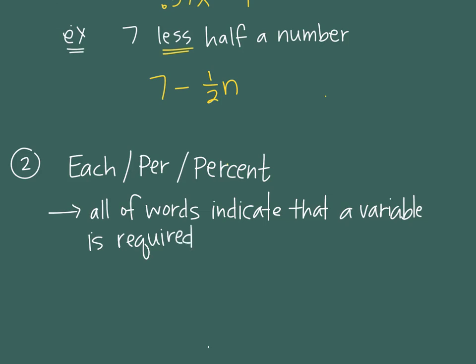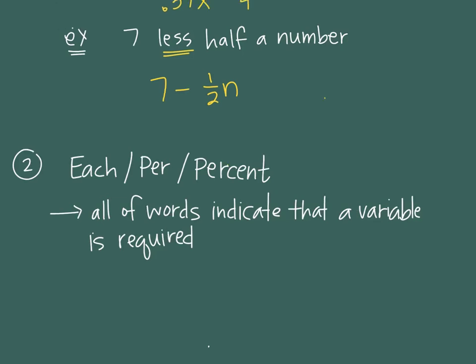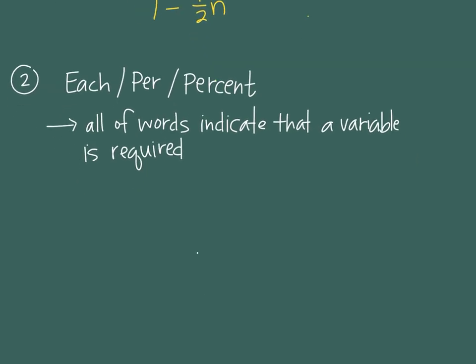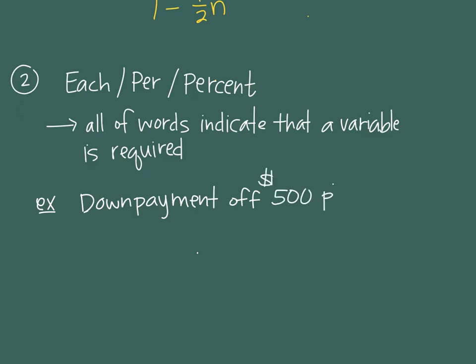Anytime you have those words showing up in a math expression, it means there needs to be a variable included. All right, so an example might be a down payment of $500 plus $125 each month.